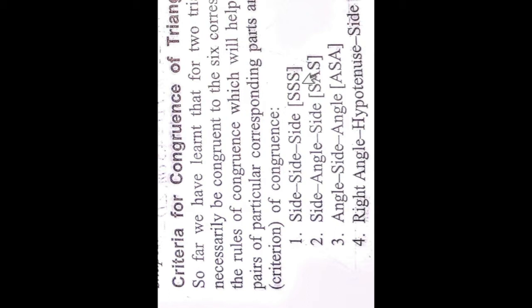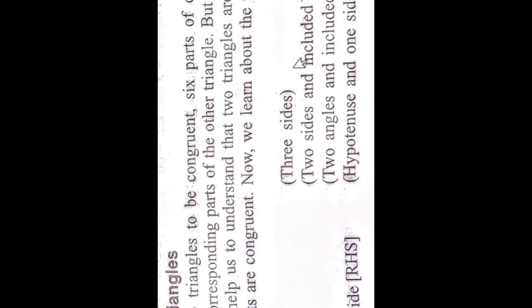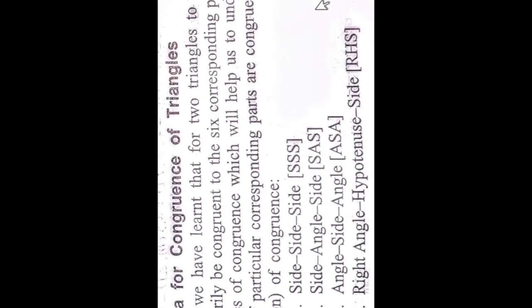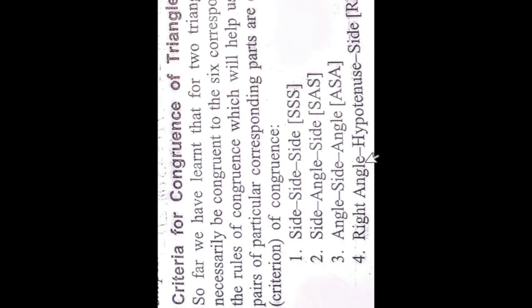Side side side, that is SSS, that means three sides. Side angle side, that is SAS, that means two sides and the included angle. Third one, angle side angle, that is ASA, that means two angles and the included side. And the last one is right angle hypotenuse side, RHS, that is the hypotenuse and one side of a right triangle.